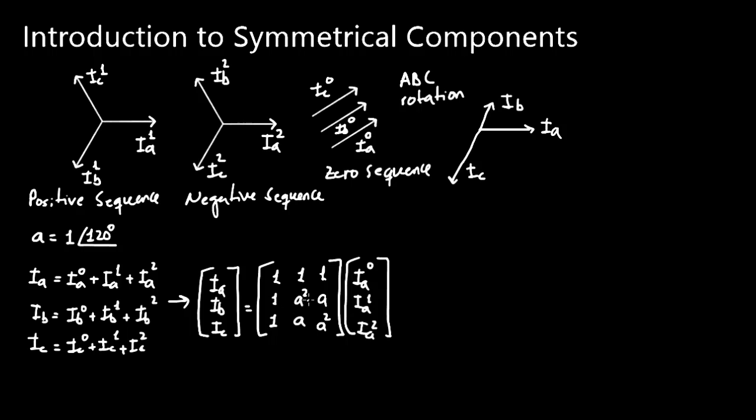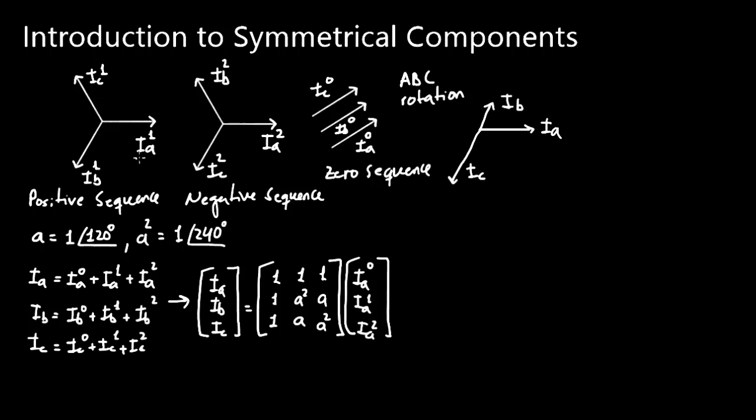So again, the A operator is this operator that we defined over here, and such that if you take the square of that, you would get that that's equal to 1 at an angle of 240 degrees. So the reason why we can say this, notice that I've written down here IA, IB, and IC, but here I wrote down IA0, IA1, and IA2. I didn't use B or C phases.